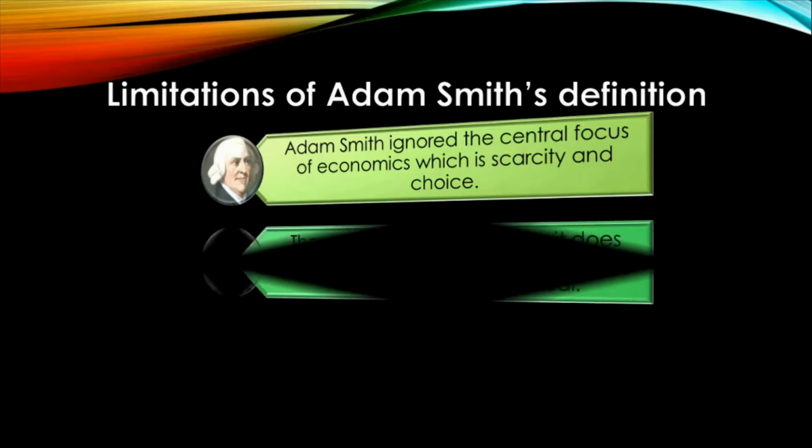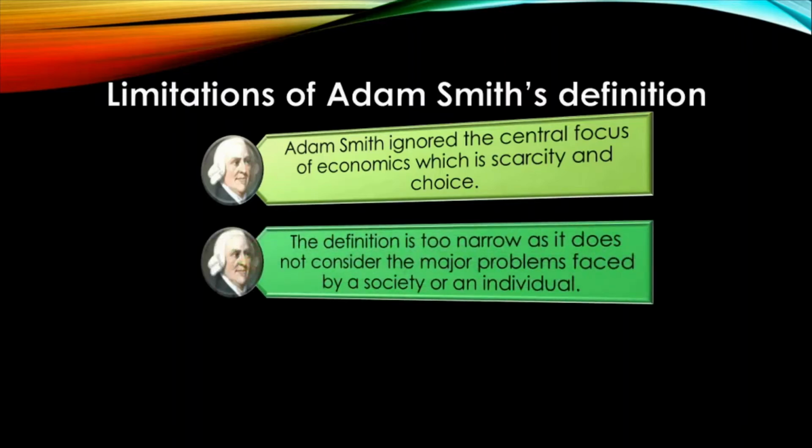The second limitation of Adam Smith's definition is that it is too narrow, as it does not consider the major problems faced by a society or an individual. This is because Adam Smith's primary assumption is that an economic man is preoccupied with wealth hunting, a notion which most of his critics look at and choose to denote the subject as a bread and butter science.